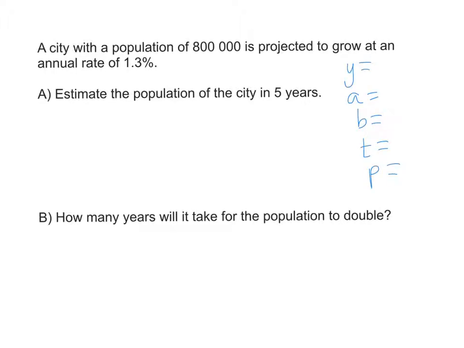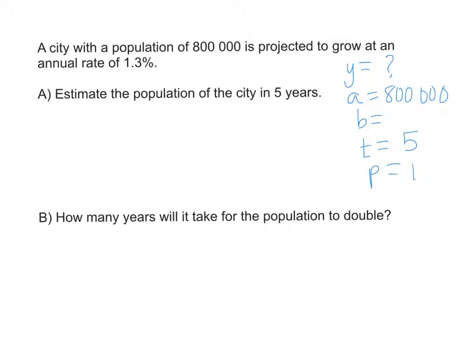What's the question mark here? What are we trying to find? Y, A, B, T, or P? Y. I'm going to put a question mark there. That's what we're trying to find. So the other ones we should be able to fill in. What's A? 800,000. What's T? 5. Because it asks estimate the population of the city in 5 years. What's P? P is 1 because it's 1 year.